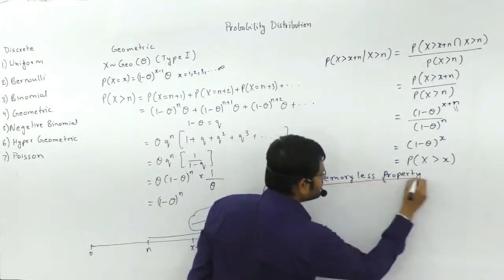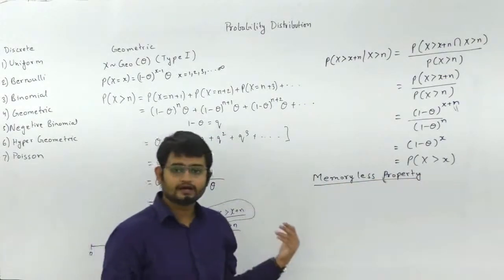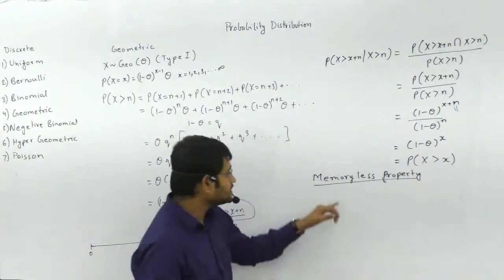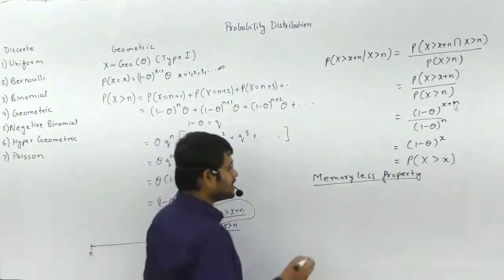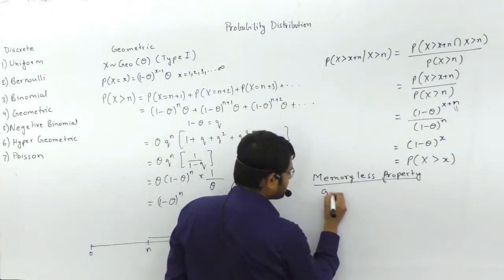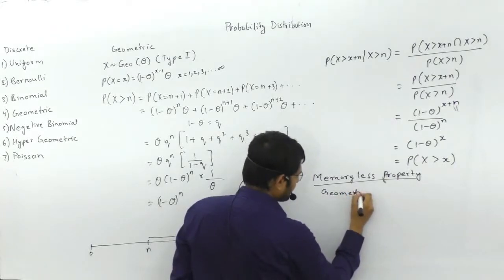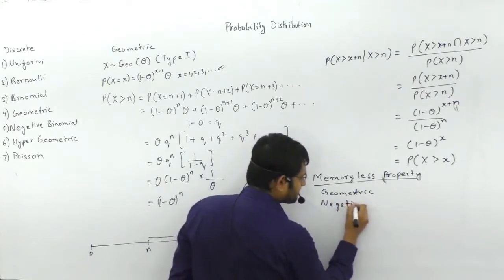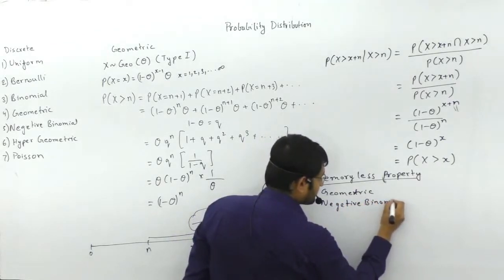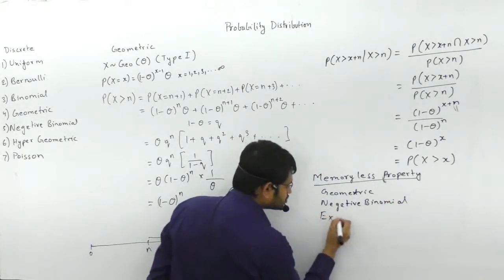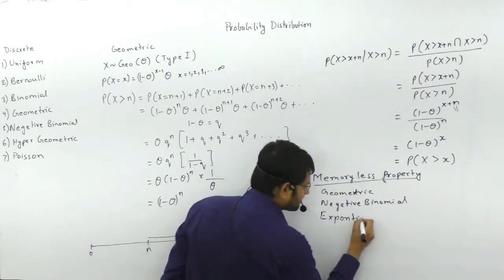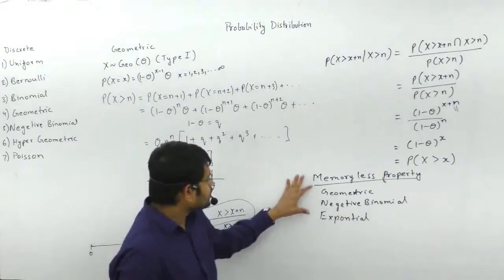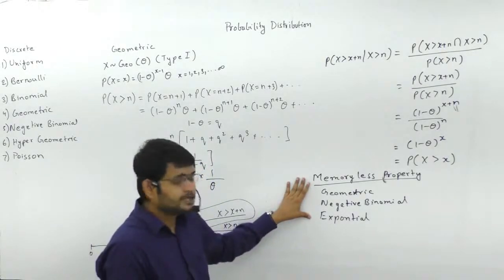Now what does the memoryless property tell us? That what has already occurred will not affect what is going to happen. Now only 3 distributions follow the memoryless property. One is definitely the geometric distribution. Then we'll have the negative binomial. And we have the exponential. Exponential is a continuous distribution that we are going to study. So only these 3 distributions follow the memoryless property.